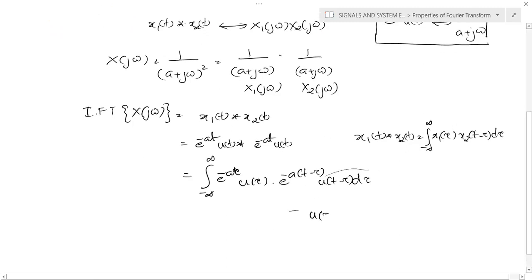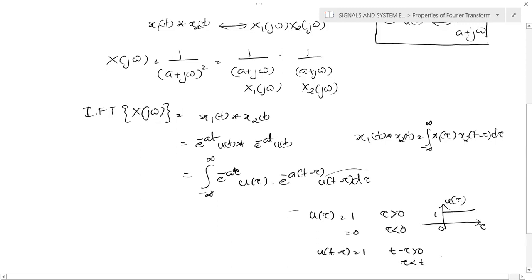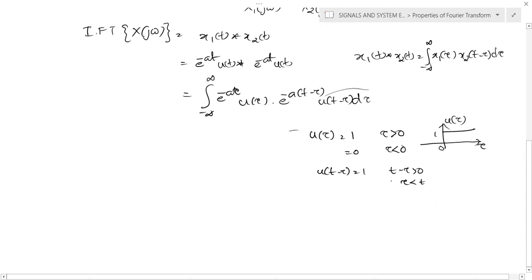So u of tau means a step signal which exists for tau greater than 0 and is 0 for tau less than 0. If you draw the waveform, it will be like this: with respect to tau, the function magnitude is 1 from 0 onwards. This is u of tau. And the next signal is u of t minus tau, which is equal to 1 for t minus tau greater than 0, or tau less than t, and 0 for tau greater than t.